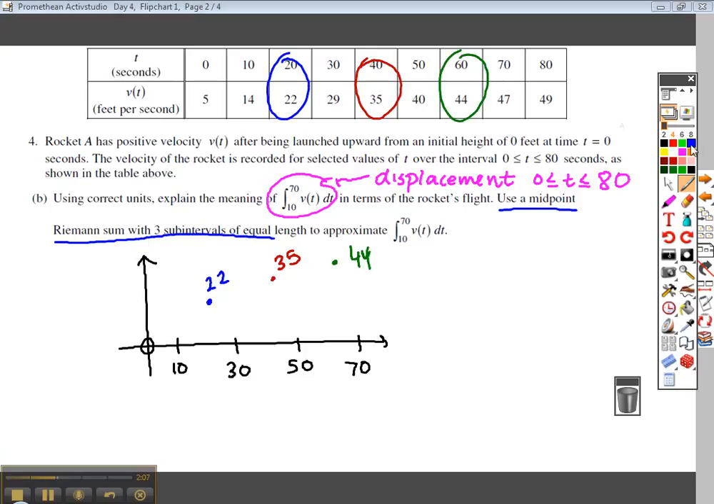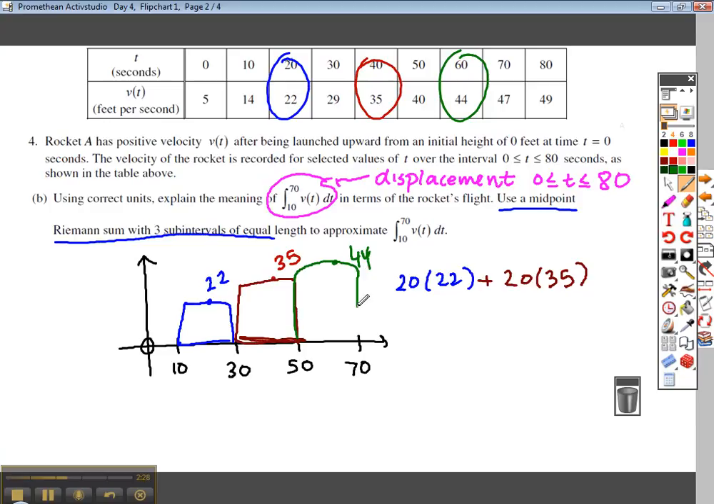If you look at the first rectangle, its base is going to be 20. Its height is 22. The next rectangle, which is given by this height, its base is still 20, and its height is 35. And lastly, the last rectangle, its base is still 20, its height is 44. So whatever that comes out to be is your approximate integral. On the free response Thursday, it's not going to be a table, but an actual graph, and you can use geometry to find the area.